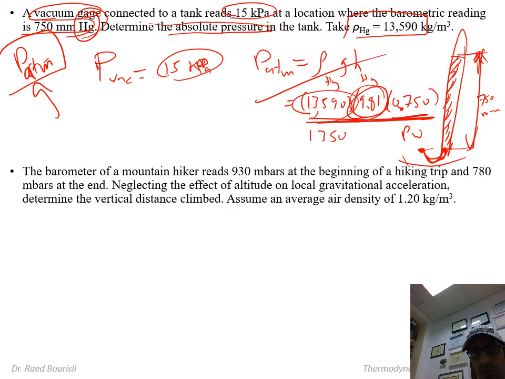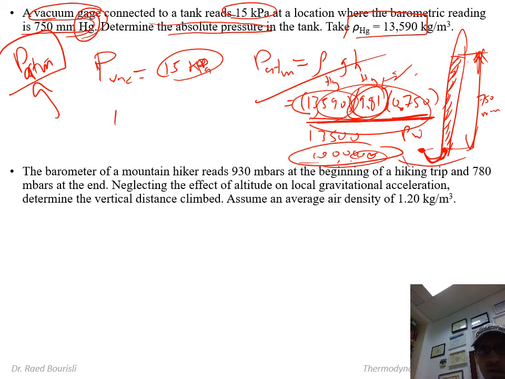Okay, 135,000 minus a bit, 0.3, so almost 100,000. Okay, so 100,000, what does it become? If you work out the units, you'll find that this is in Pascal. So 100,000, so 100 kilopascal.